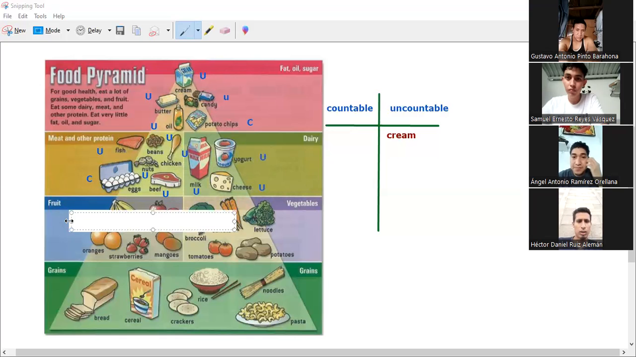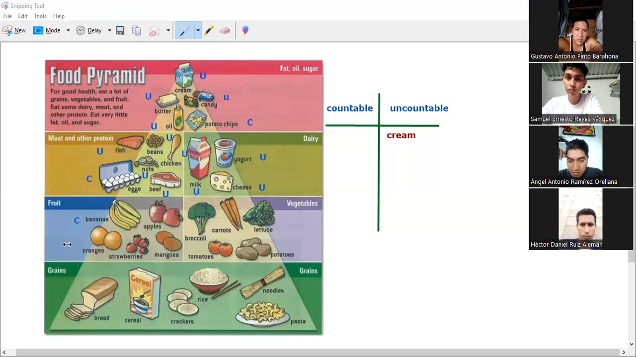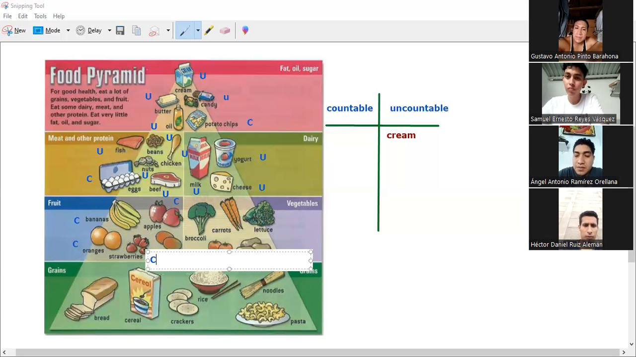Bananas. Countable. Yes, sorry, countable. Yes, we can count it. We can count bananas. Oranges. Can we count oranges? Countable. Yes, very good. Apples? Countable. Strawberries? Countable. Mangoes? Countable. Broccoli?